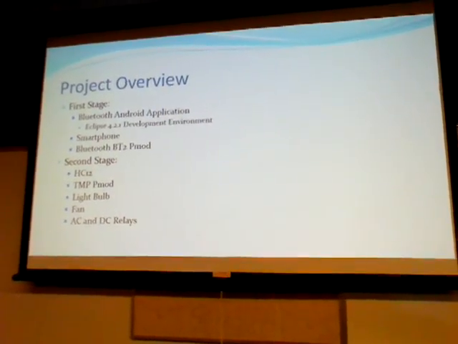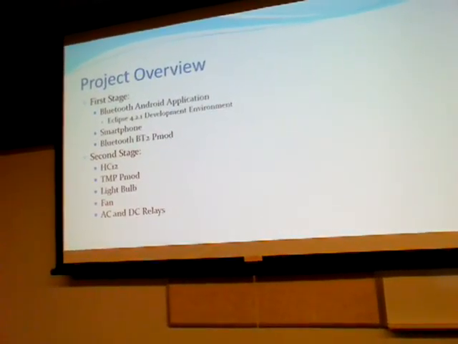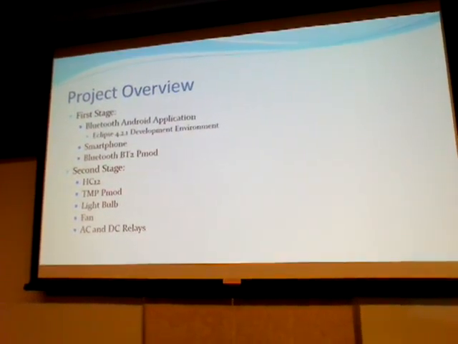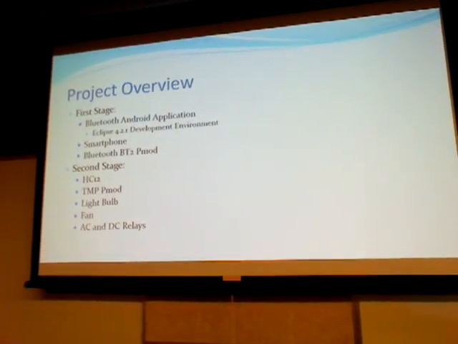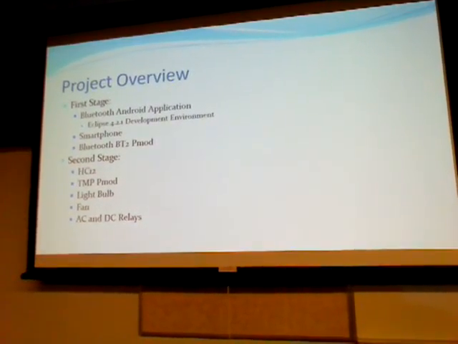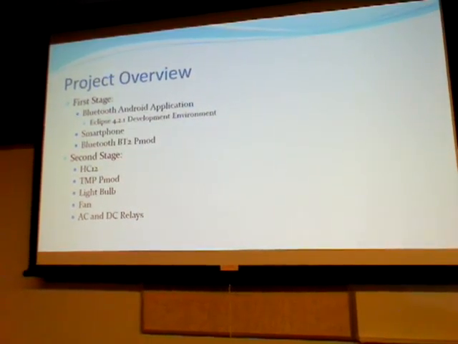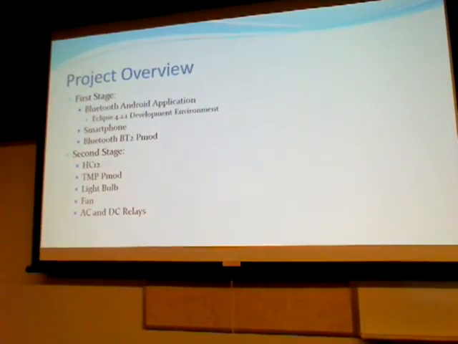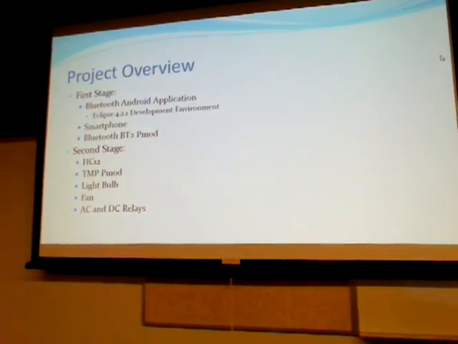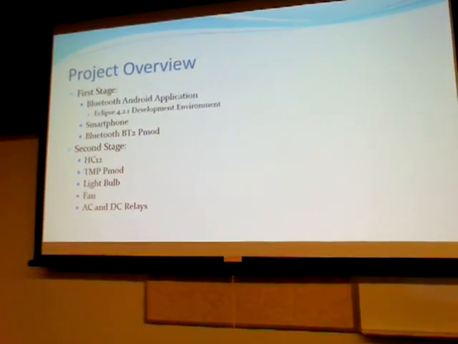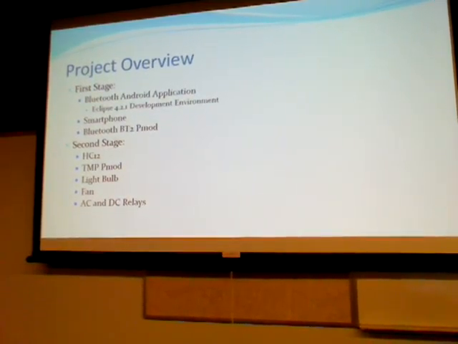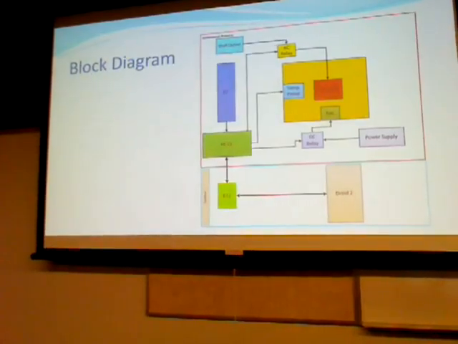There are pretty much two stages to this. The first stage is obviously writing the application, and I'm going to do that using Eclipse, which I believe you guys have talked about. On there I will write the program and then download the APK file onto my smartphone, and then through that I will be able to talk to the PMOD and set everything. On the second stage, I have the light bulb and the fan, and those are controlled by AC and DC relays that the board will turn on or off with the peripherals.